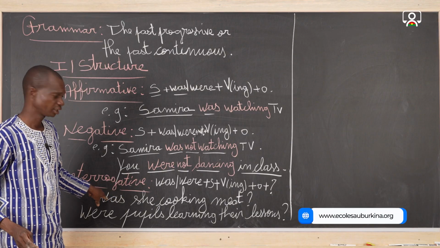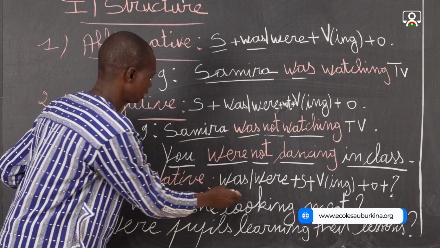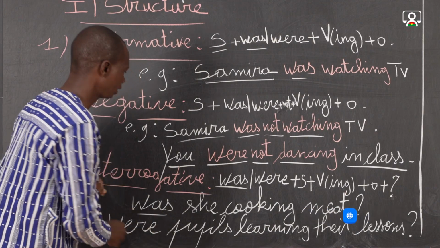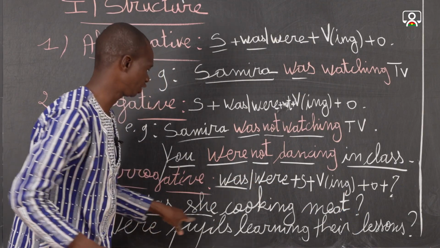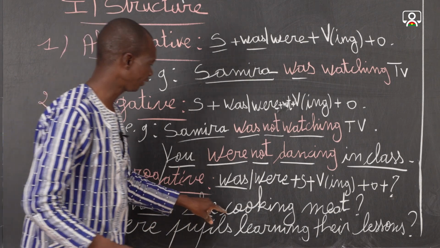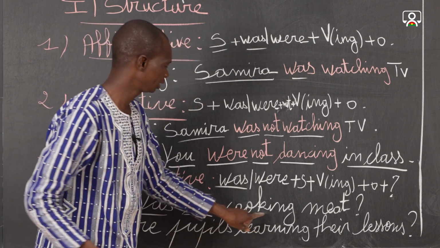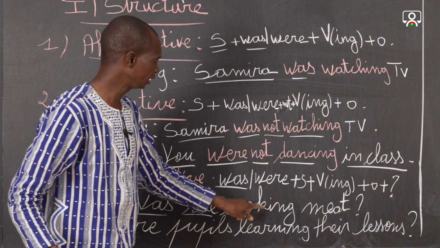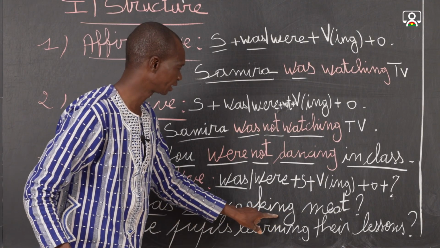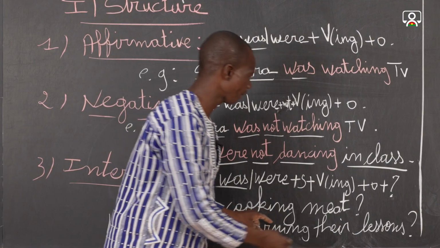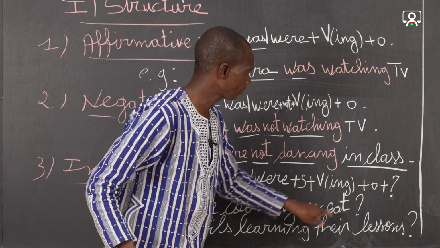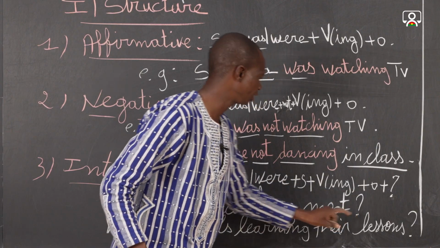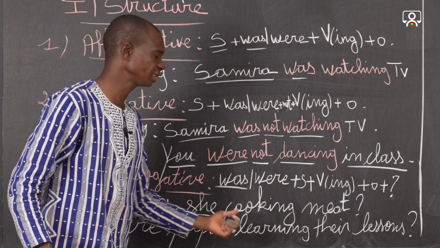Example number 1, was she cooking meat. The structure is was, and here she, because it is she, we use was, and after it we have the base verb cook, in ing form, cooking, plus meat. Then this is the object, plus the question mark here. Then, was she cooking meat?